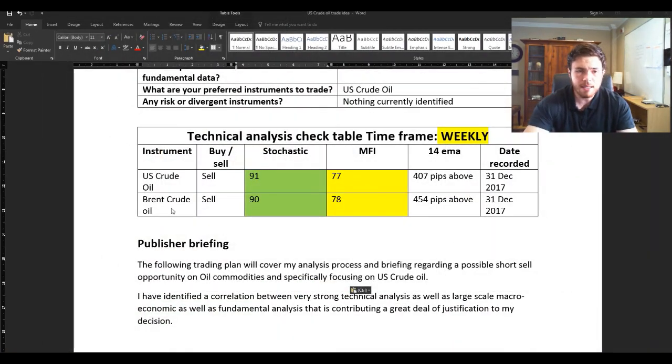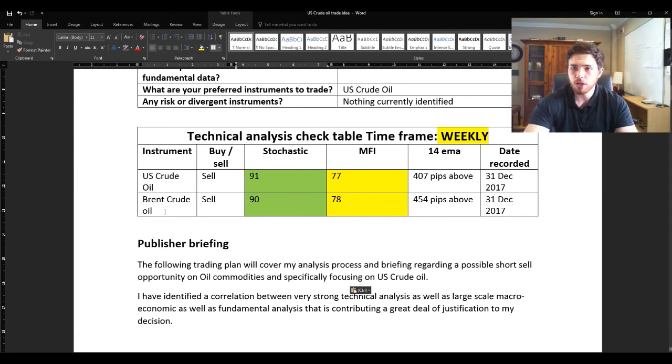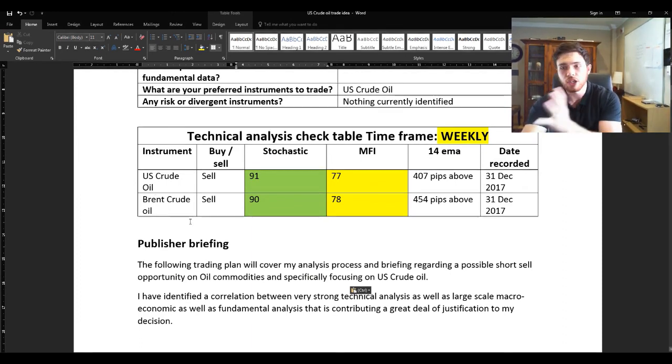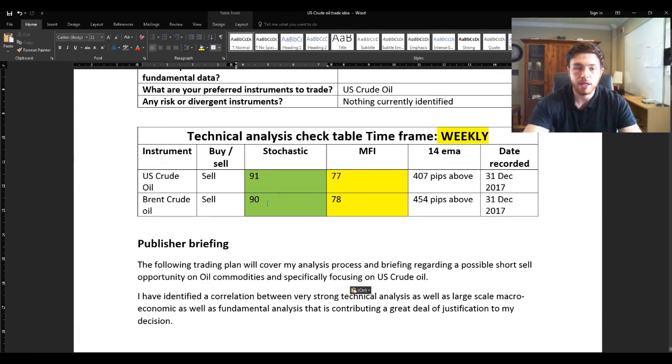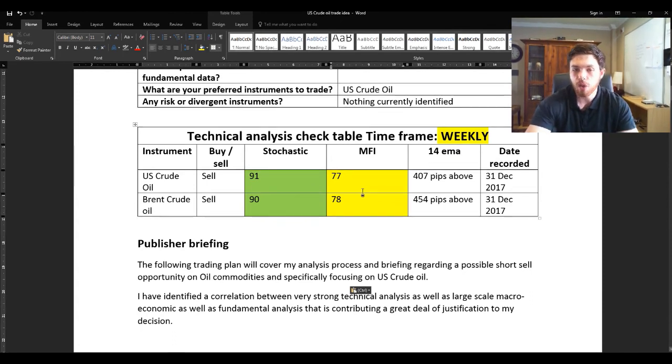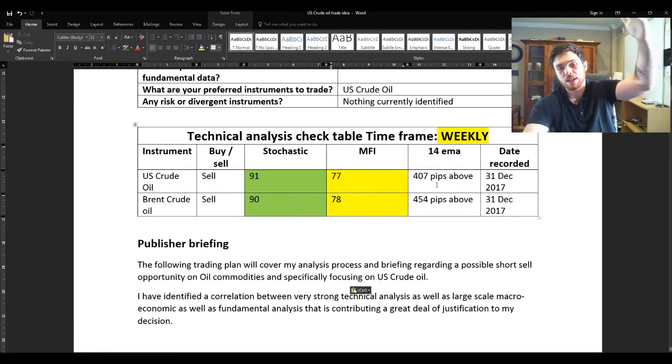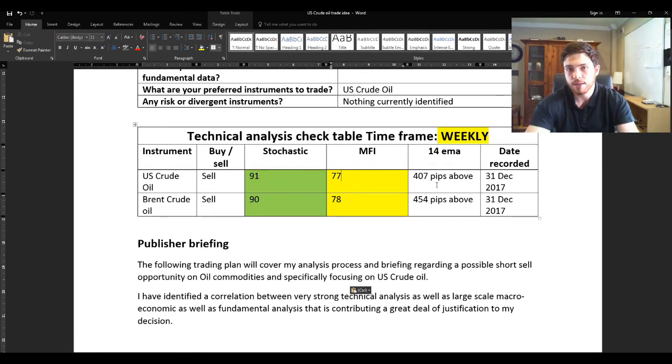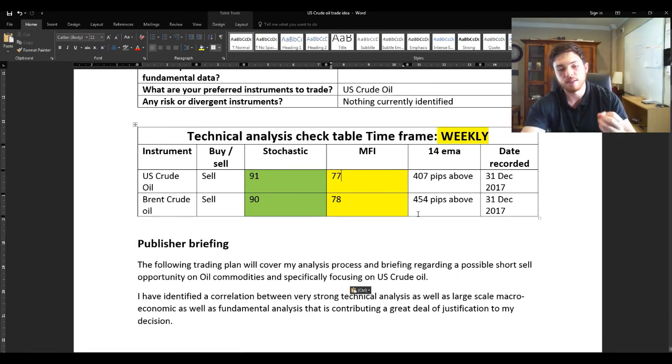Okay, so I had a look at US crude and Brent crude as well. Brent crude focusing on the UK supply area, US crude on the US supply area. In terms of the stochastic, we're looking at both way overbought at level 90 and level 91 on the weekly time frame. MFI's nearly overbought at level 77 and level 78. It's only 407 pips above the EMA. So what we're seeing is it's far extended above the EMA. What we like to see is anything between 600 to 800 pips above the EMA for weekly trading plans. So there is probably an opportunity for price to move a little bit higher before we see a pullback.